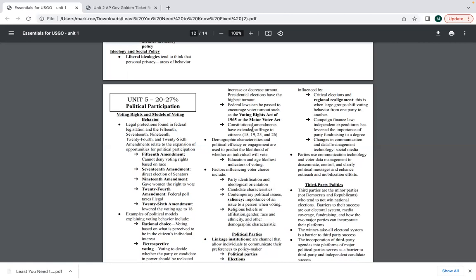Again, we talked through these two federal laws to be aware of. These are things that are trying to break down some of the barriers to allow more people to vote. The Voting Rights Act of 1965 deals with the banning of literacy tests. You guys took one of those in class last year as juniors, so you're familiar with that. And then the Motor Voter Act, we just touched on that.